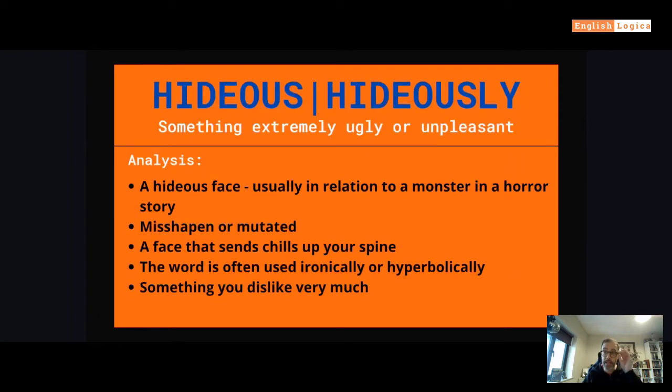Our next word then is hideous or hideously, and this is something extremely ugly or unpleasant. A hideous face, you may hear this usually in relation to a monster in a horror story, for example, and the face is misshapen or mutated. It's a face that sends chills up your spine. The word, again, is often used ironically or hyperbolically, or someone is exaggerating, saying, oh, that's hideous. And so it's about something that you dislike very much or you think is horrible.